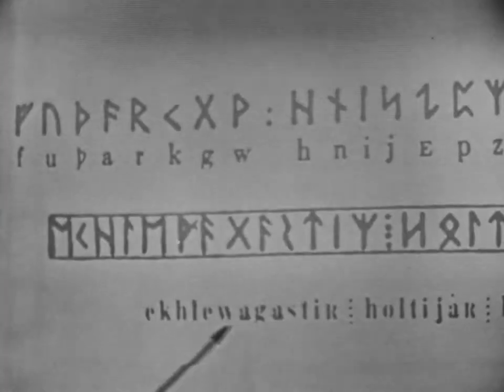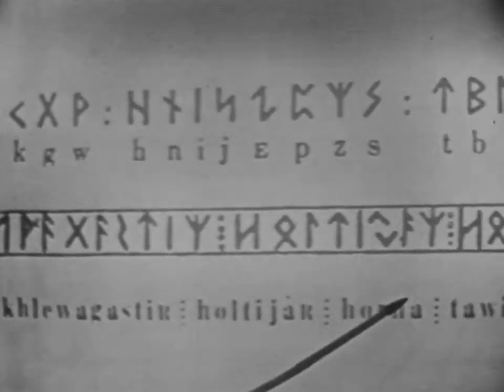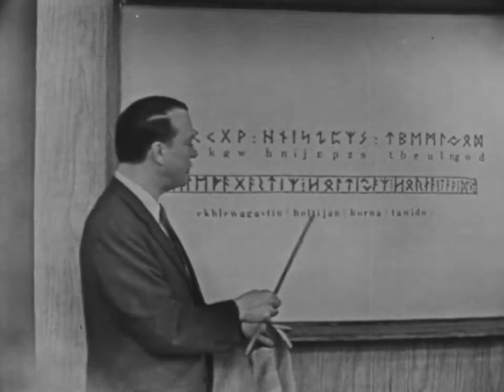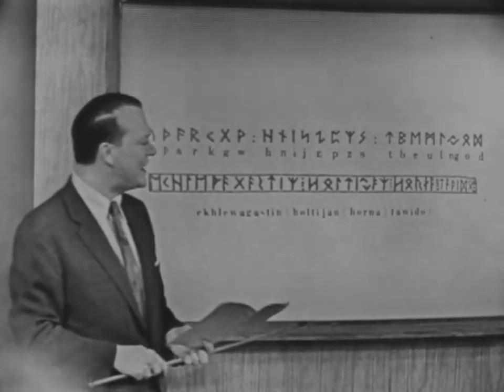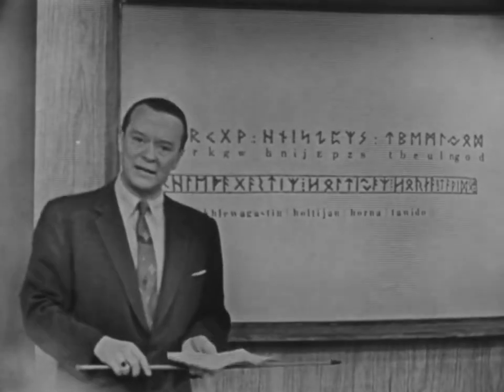It says, "Ek Tlewagastes Holtingar Horna Tawido." I, Tlewagastes, famous guest, Holtingar, of the clan of Holt, made the horn. So we will find, then, that we do find our own Germanic languages first written in these very interesting runes.